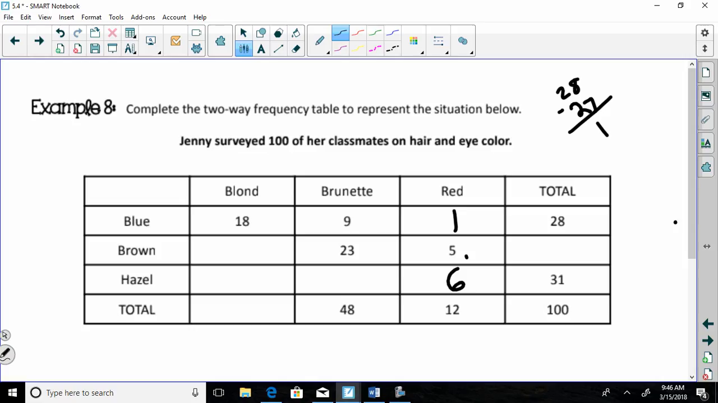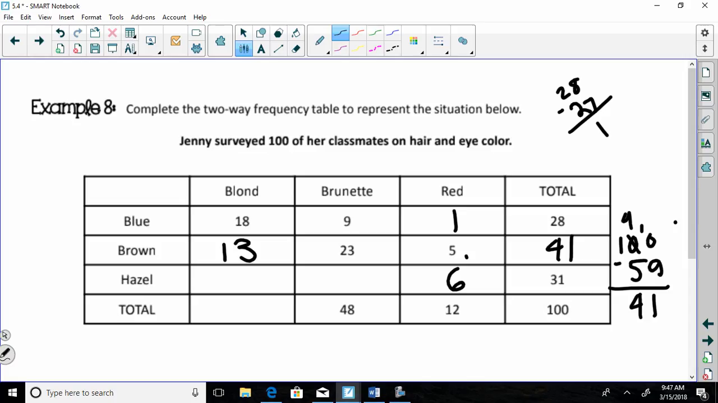So 28 and 31 right here needs to add to 100. How do we figure out what the missing value is? Yeah, 28 plus 31, which is 59. And what's 100 minus 59? 41. And so now it helps us get this total. We know that these have to add up to 41, right? So what's 23 plus 5? 28, right? And what's the difference between 41 and 28? 13. And so we're doing it like a puzzle.